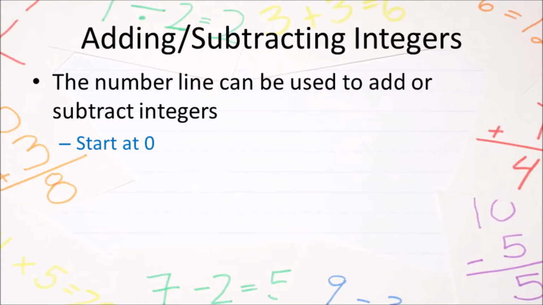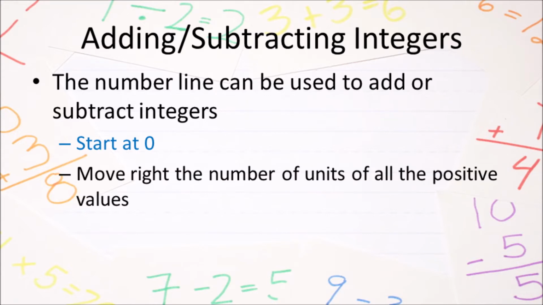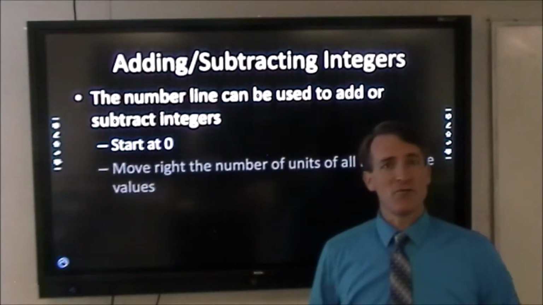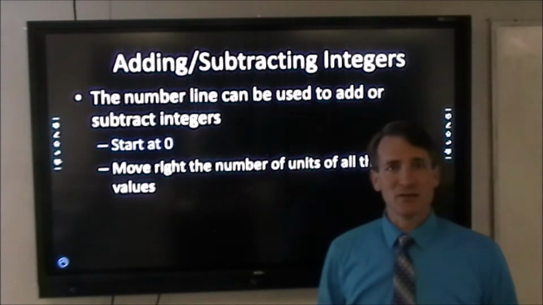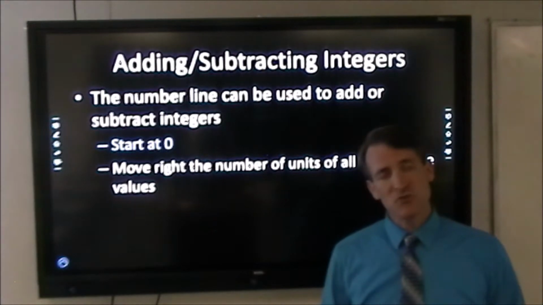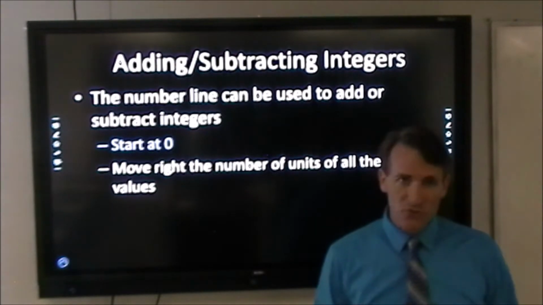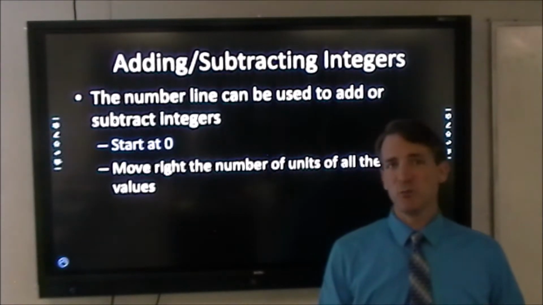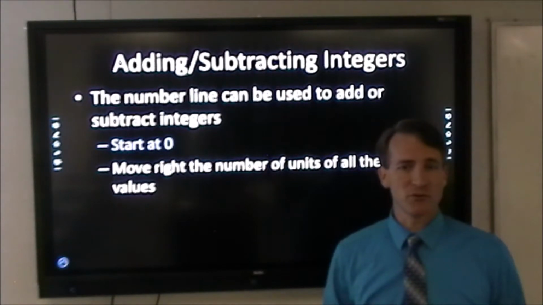We would typically start at 0 if we're using a number line, and then all the positive values that I'm adding together, I would move that many units to the right. So if I'm adding 5 and 8, I would start at 0, I'd move to the right 5, I'd move to the right another 8, putting me at 13, and my answer would be 13.